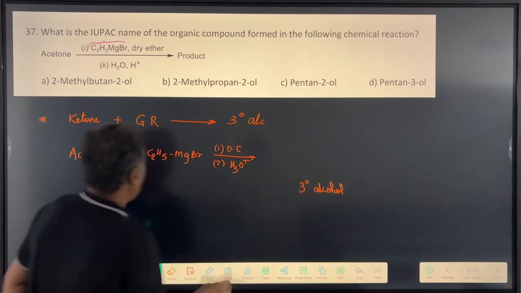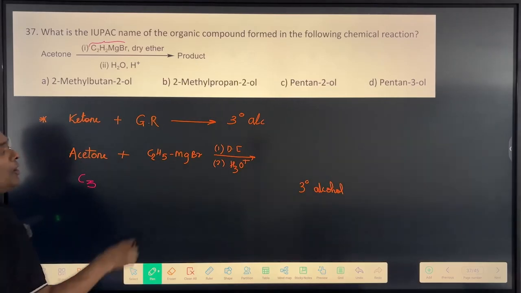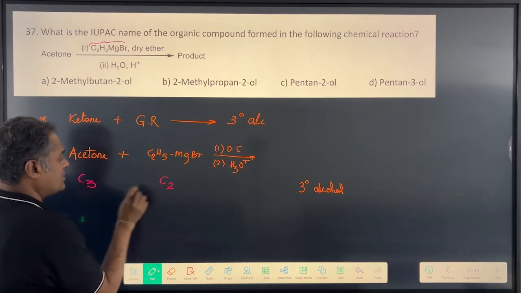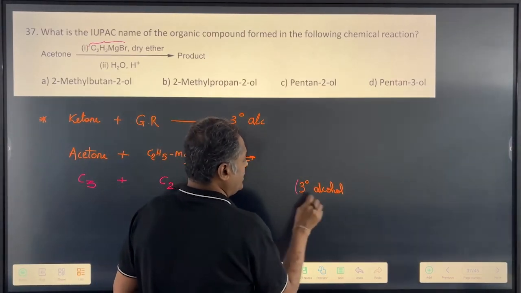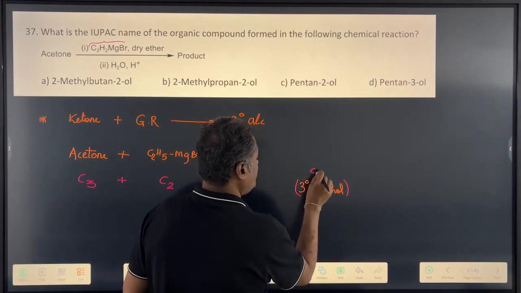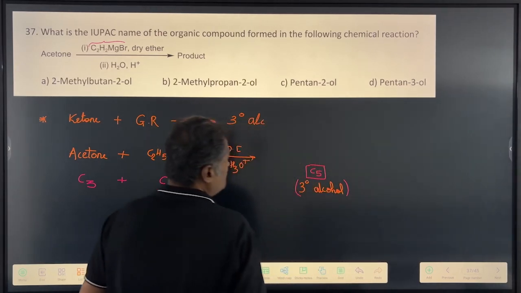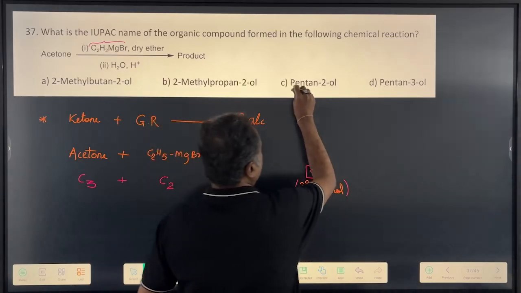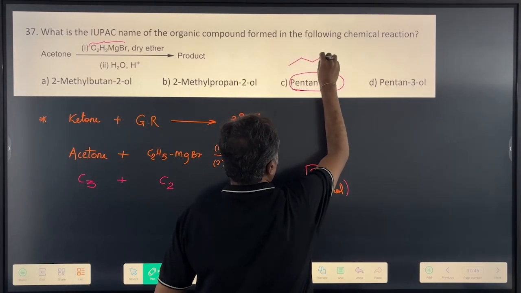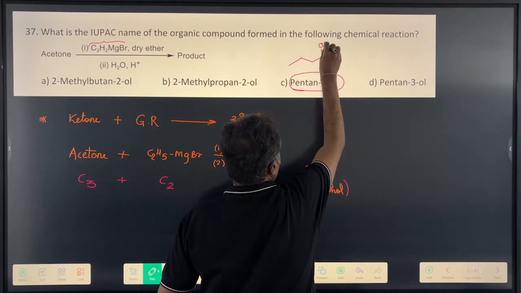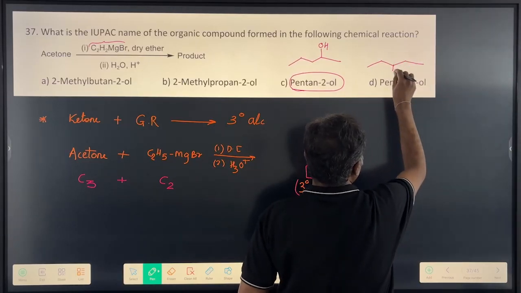Point number 2: how many carbon atoms are there in acetone, child? It's 3 carbon atoms. How many carbon atoms are there in the Grignard? It's 2 carbon atoms. That means when you do an addition, you are going to get a tertiary alcohol with 5 carbon atoms. Now see the 2-ol example, and pentan-3-ol, which looks something like this.